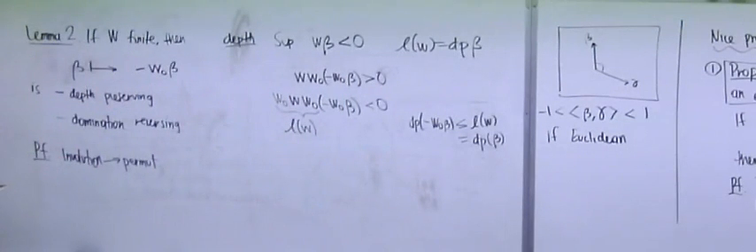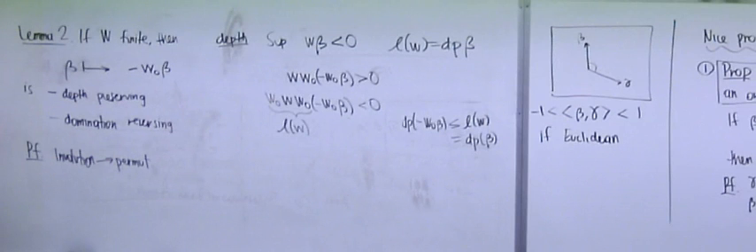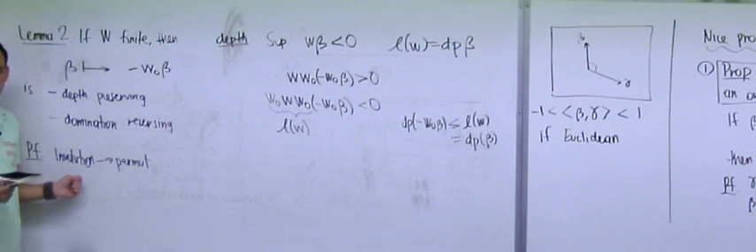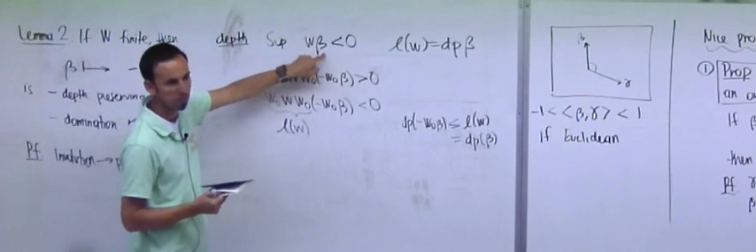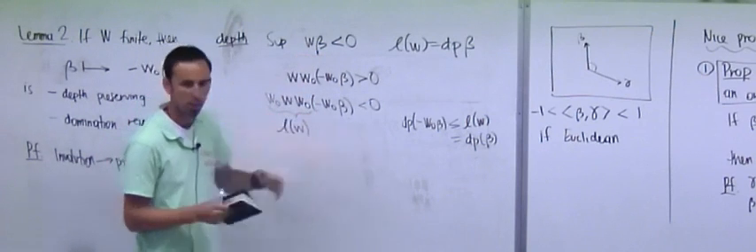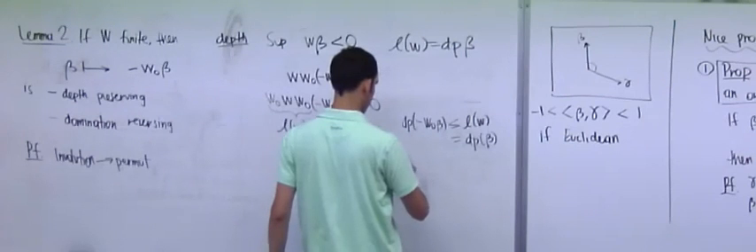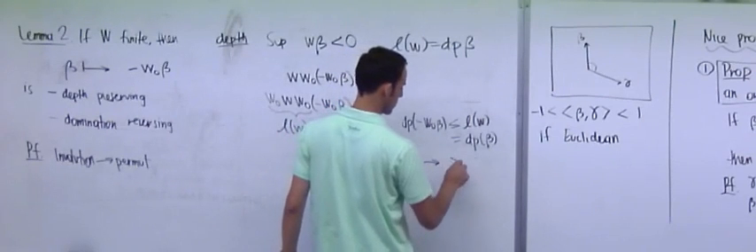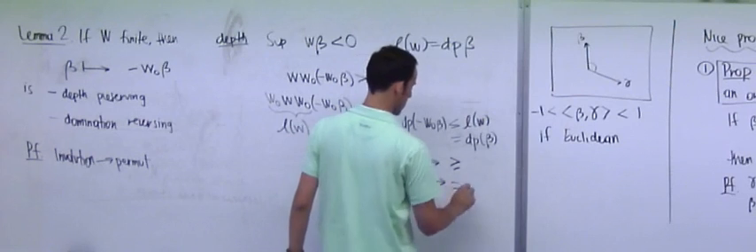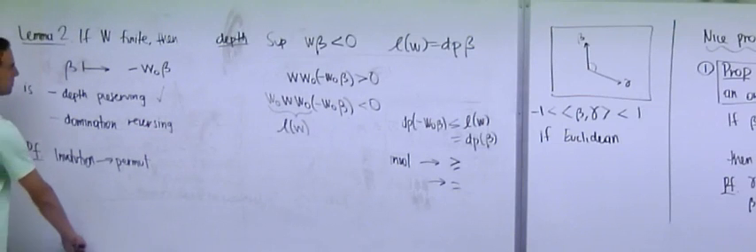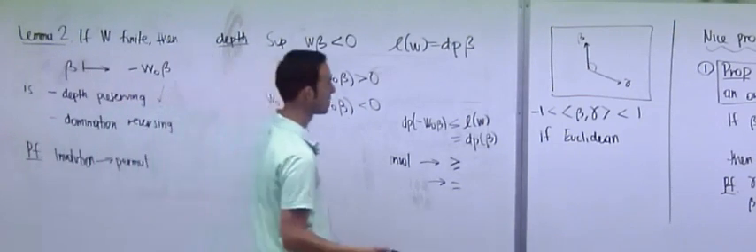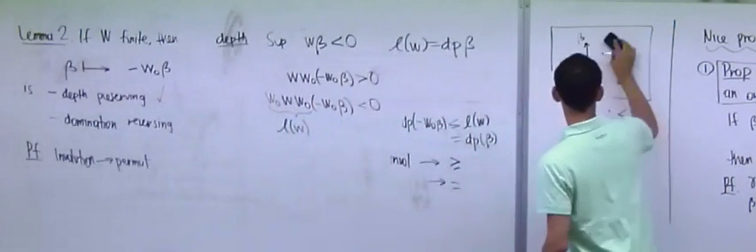So I proved one direction, but I need to prove that these things are equal to each other. The nice thing is that because this is an involution, if I apply exactly the same procedure to minus W naught beta instead of to beta, I'm going to get exactly the opposite inequality. So because of the involution, this is also greater than or equal to, and therefore it's equal. Okay. So that proves that this thing preserves depth. Okay. Now let's prove that it reverses domination.